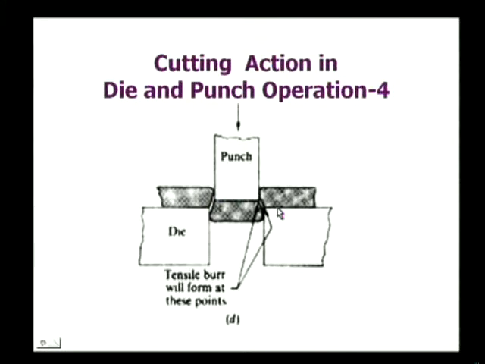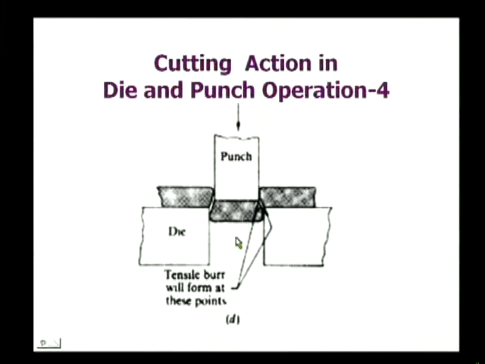And you can observe that as soon as the punch starts its downward penetration, a crack will propagate from the punch end as well as the die end. So, only at the sharp edges the crack will try to propagate into the material, and if both the cracks meet at a common point, then the cutting action will be perfect.